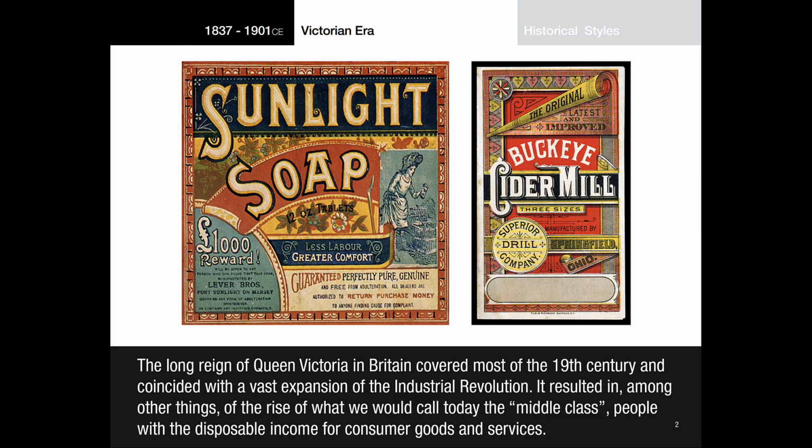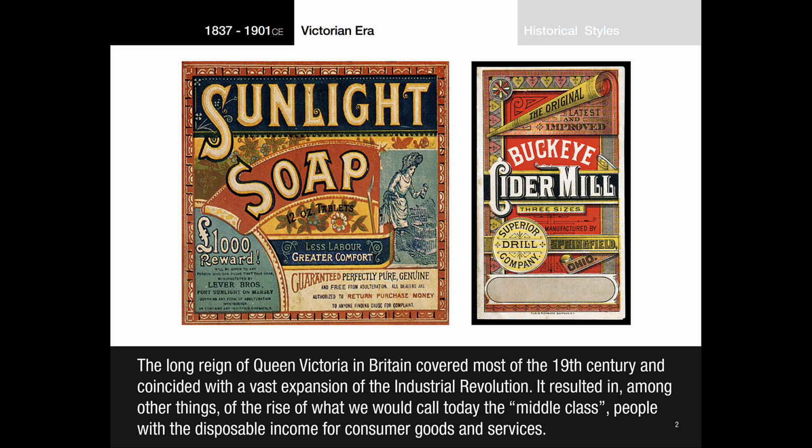So when we talk about design styles for graphic design, we really don't go any further back than the Victorian era of the 1800s. The reason for that is the Victorian era, which is named after Queen Victoria, coincided with a lot of advances in manufacturing, a lot of more mechanized things as an extension of the Industrial Revolution. And it was also the emergence of the middle class. And suddenly you have people with disposable income to buy services and products.